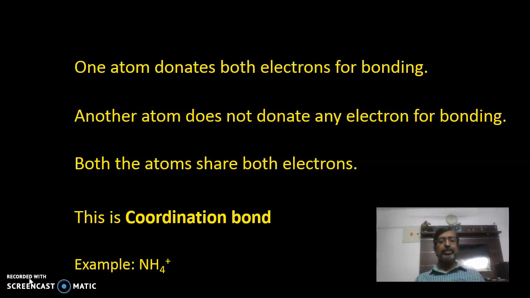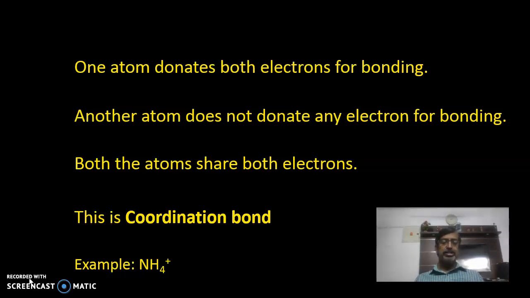That is, nitrogen contains a lone pair of electrons, and a proton doesn't contain any electron. In the ammonia molecule, which is NH3, nitrogen carries a lone pair, and the proton doesn't contain any electron. A bond is formed between the nitrogen atom and the proton, both the electrons coming from the nitrogen atom, and this is a coordination bond. This is a type of bond which is present in coordination complexes.